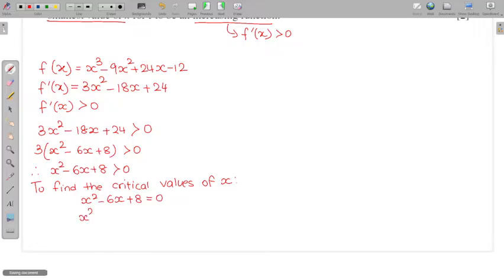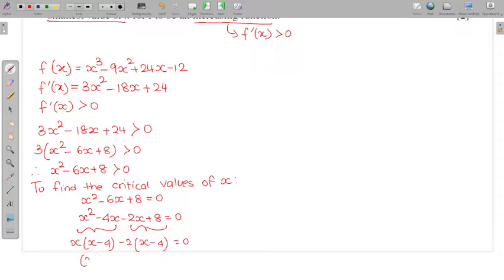So I can rewrite this as x square minus 4x minus 2x plus 8 equal to 0. So from here x will be common, so x minus 4. And from here 2 will be common, so minus 2 brackets again x minus 4. So it will be (x minus 2) into (x minus 4) equal to 0.